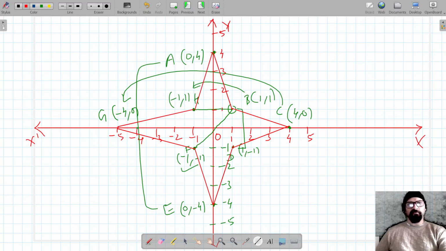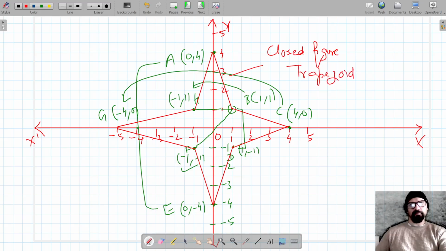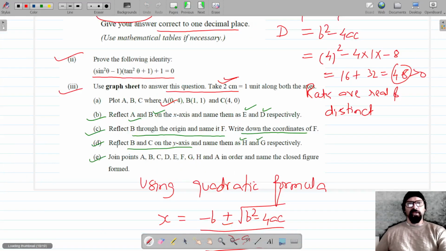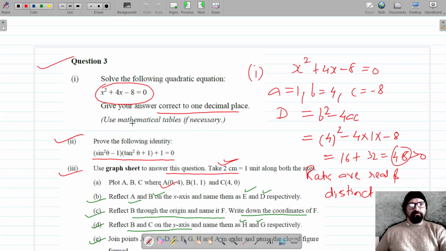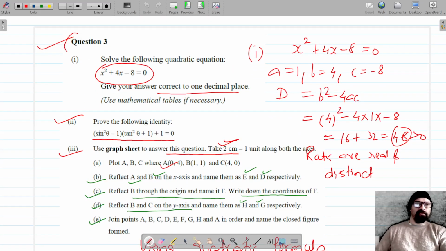So this is the figure that we have got, and we have to name the closed figure. This closed figure has 1, 2, 3, 4, 5, 6, 7, 8 sides, and this closed figure is called a trapezoid. So the name of this closed figure is trapezoid. Okay. So we are done with part 3 as well. We have answered all the parts. So question number 3 is done. Moving on to question number 4.